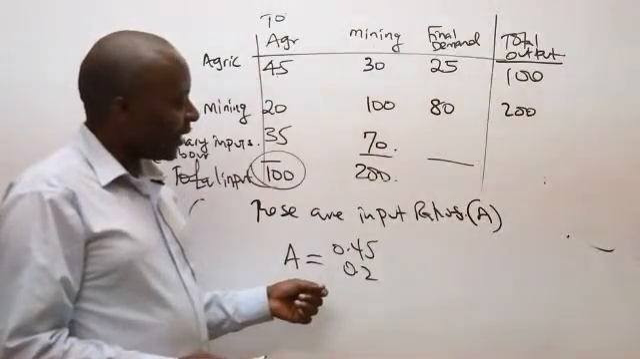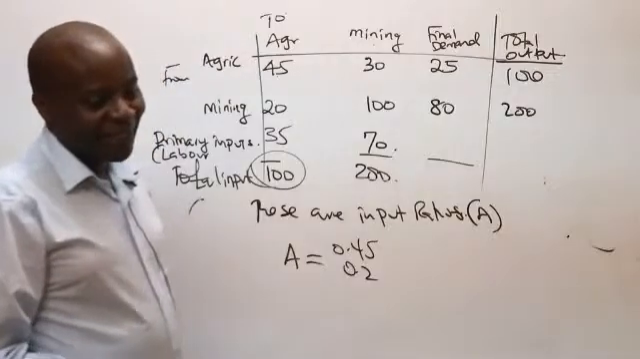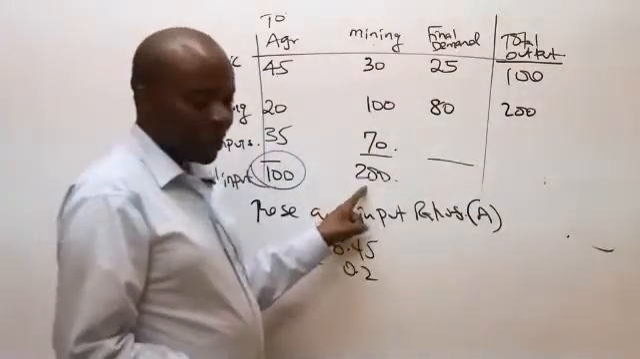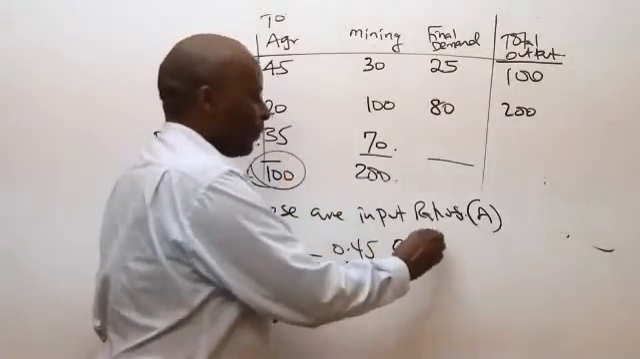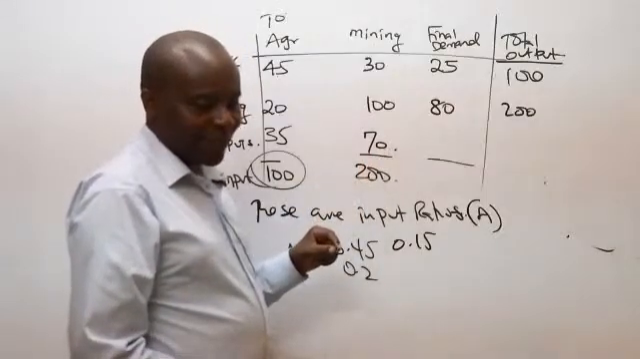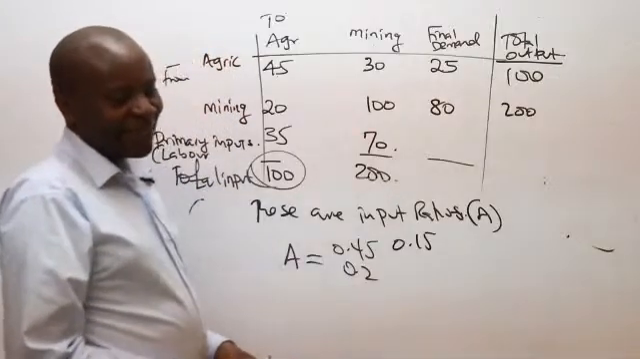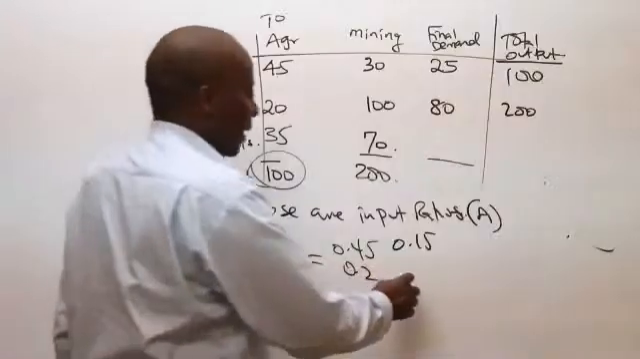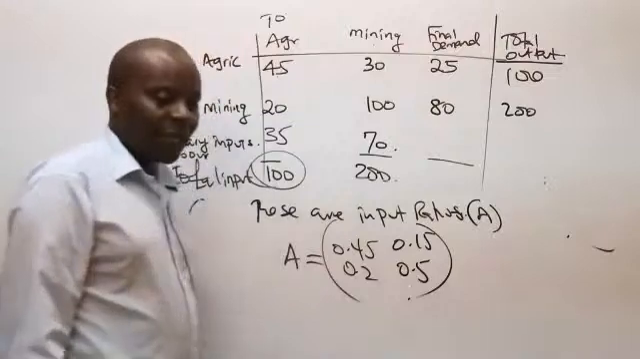Caro is still saying 0.3 and 0.1. No. It will be 30 over total input, which is 300, so it should be 0.15. And then we have 100 divided by 200. 100 divided by 200 is not 0.1. What does it become, somebody? It becomes 0.5 like that.